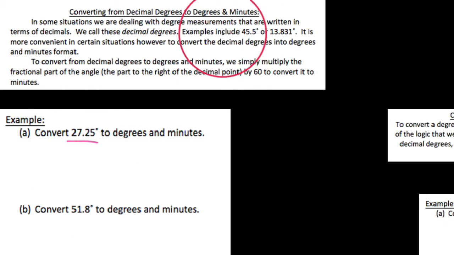But sometimes we want to convert our answers to, say, degrees, minutes, seconds. So examples, like 45 and a half here or 13.831 degrees, sometimes it's more convenient in other situations to have decimal degrees in degrees, minutes, and seconds format. So to convert from decimal degrees, this is the important thing, to degrees and minutes, we must simply multiply the fractional part of the angle, which is the part to the right of the decimal point. This would be the fractional part of our angle.